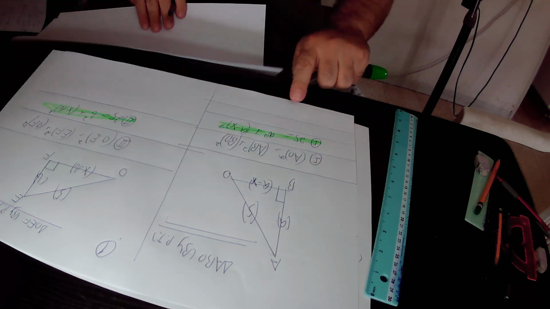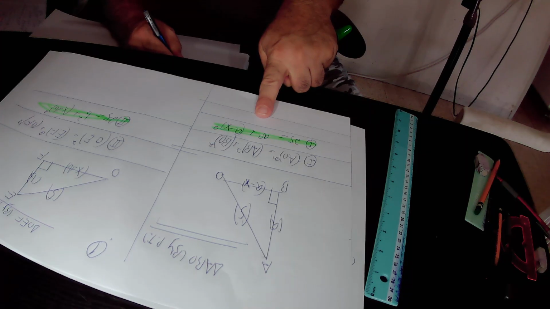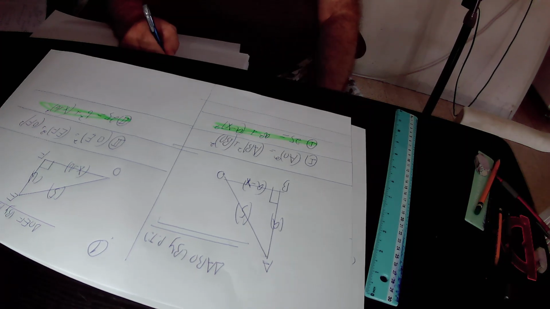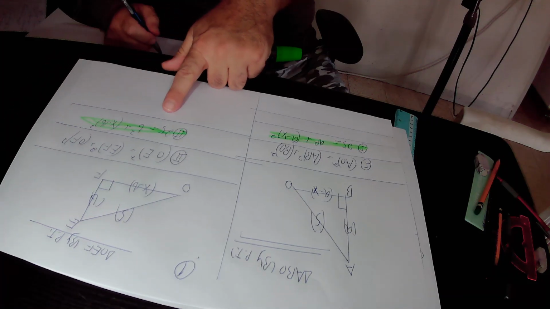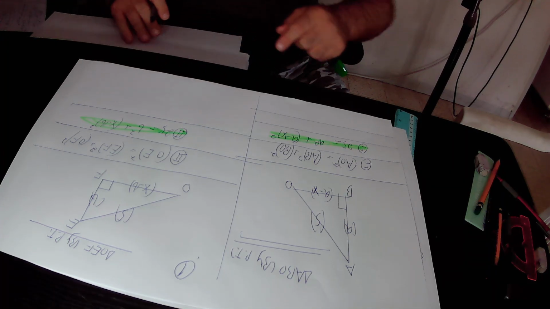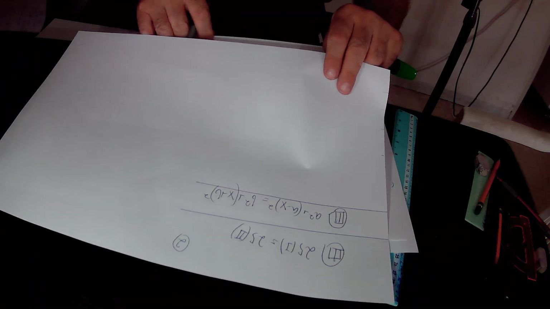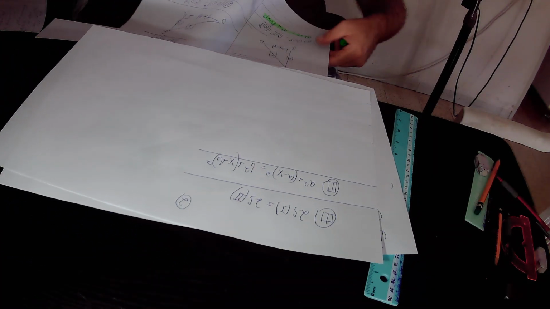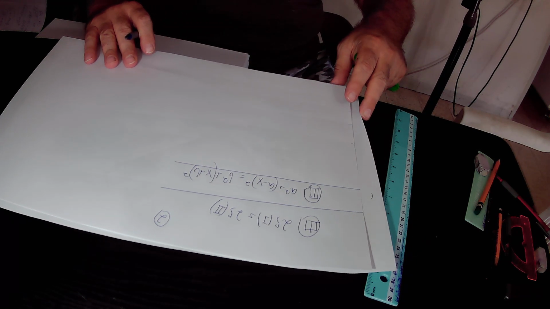25 according to equation 1 is equal to A squared plus A minus X squared. And it is equal to 25 according to equation 2. 25 according to equation 2 is equal to B squared plus X plus B squared. So in total, according to equation 3, A squared plus A minus X squared equals B squared plus X plus B squared.